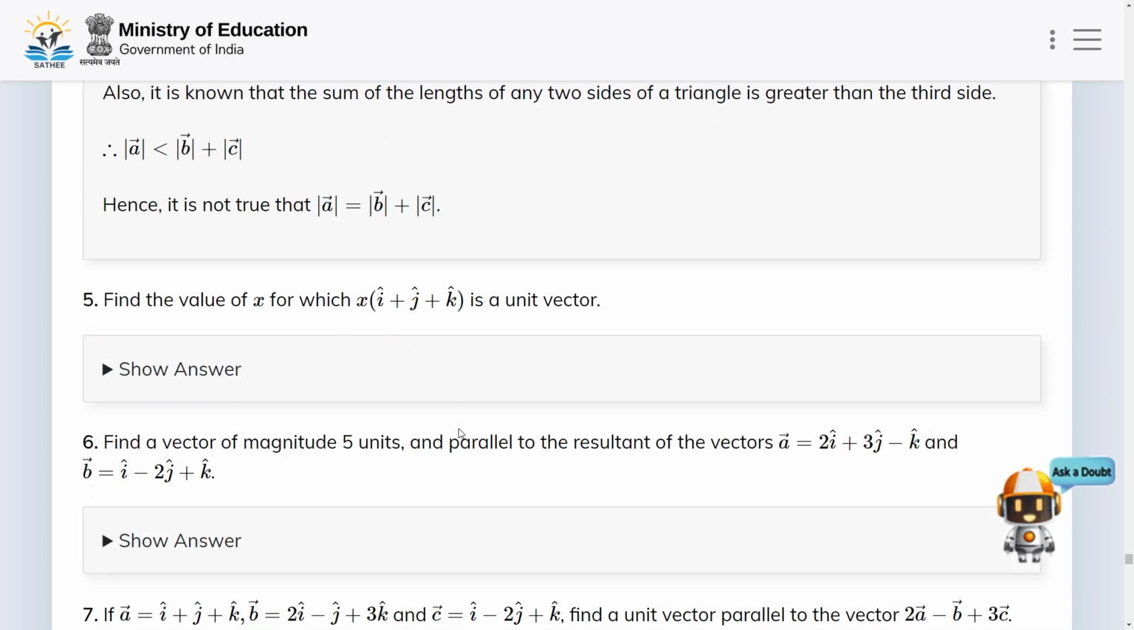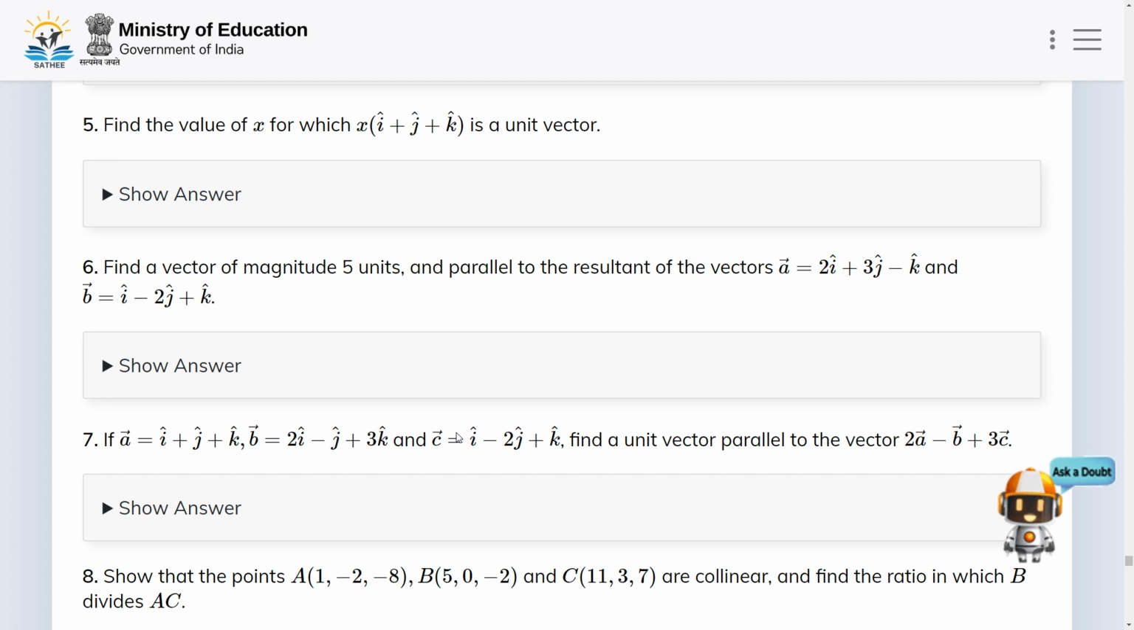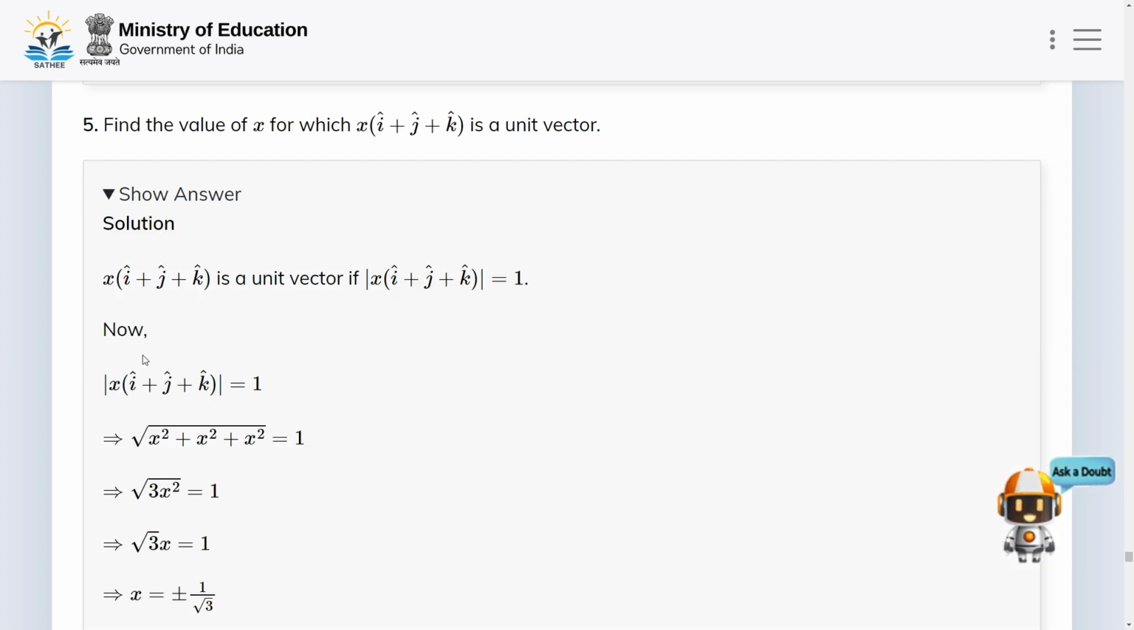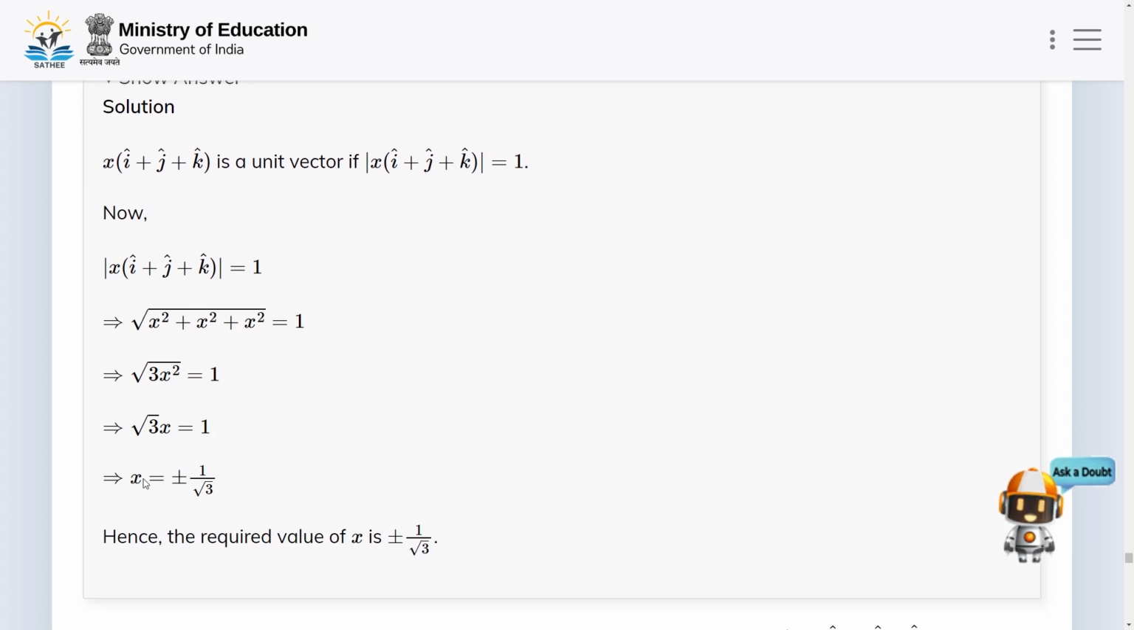Now the fifth problem. Find the value of x for which this is a unit vector. The given thing is a unit vector, so find the magnitude and put it equal to 1. The magnitude of this vector is root of 3 times x squared, equal to 1. Squaring both sides, you will have x as plus minus 1 by root 3. So the required x value is plus minus 1 by root 3.